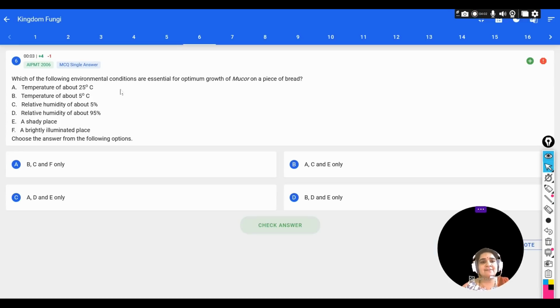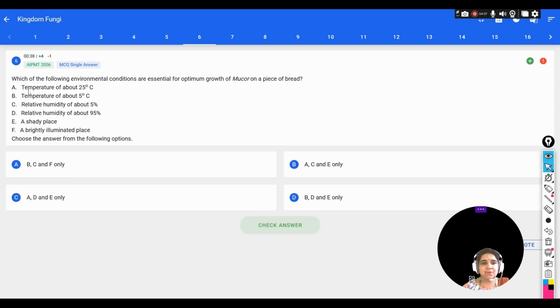Which of the following environmental conditions are essential for the optimum growth of the Mucor on a piece of bread? So when we are keeping the bread outside without storage, the Mucor will grow on that. So what are the necessary conditions for its growth? So see the conditions: temperature of about 25 degrees centigrade, temperature of about 5 degrees centigrade, relative humidity of about 5%, relative humidity of about 95%, and a shady place, a brightly illuminated place. Among these, you have to select some options.